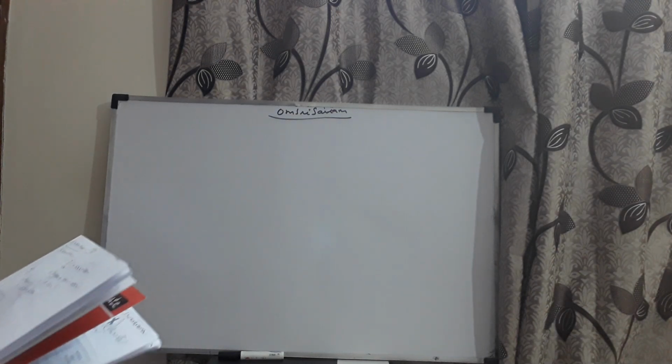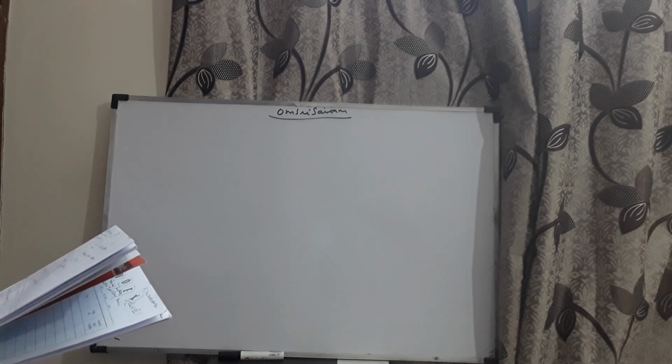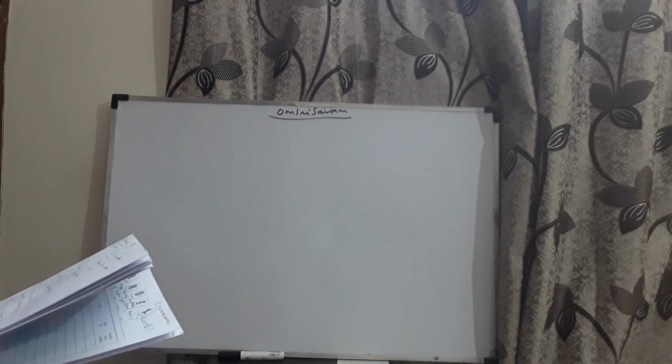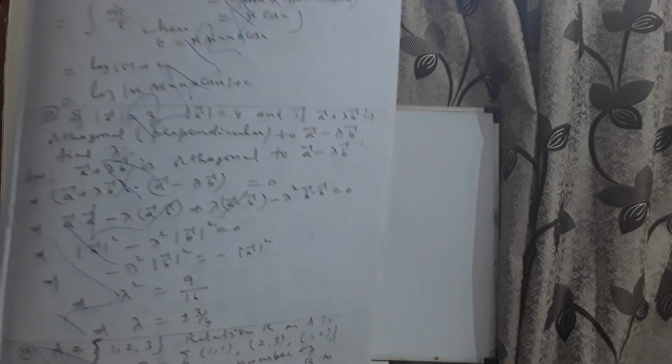I'll just move on to the problem directly. The first problem meant for today goes like this. If modulus A vector equal to 3, modulus B vector equal to 4, and if A vector plus lambda times B vector is orthogonal, perpendicular, both will imply the same meaning, A vector plus lambda B vector is orthogonal or perpendicular to A vector minus lambda times B vector. Find lambda. This is the question. Just read the question if you want.